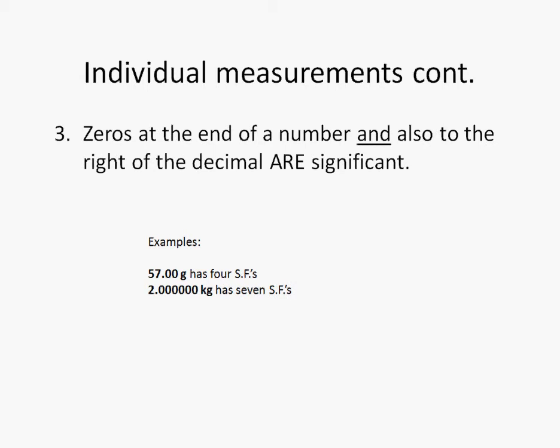Zeros at the end of a number and also to the right of the decimal are significant. So if I'm looking at an example of a measurement like 57.00 grams, it has 4 significant figures. 5, 7, 0, and 0 are all significant. Just as 2.000000 kilograms will have 7 significant figures because all of those zeros are at the end of the number and to the right of the decimal.